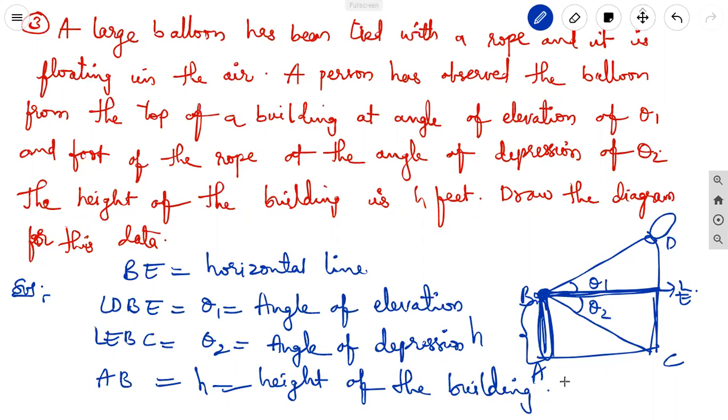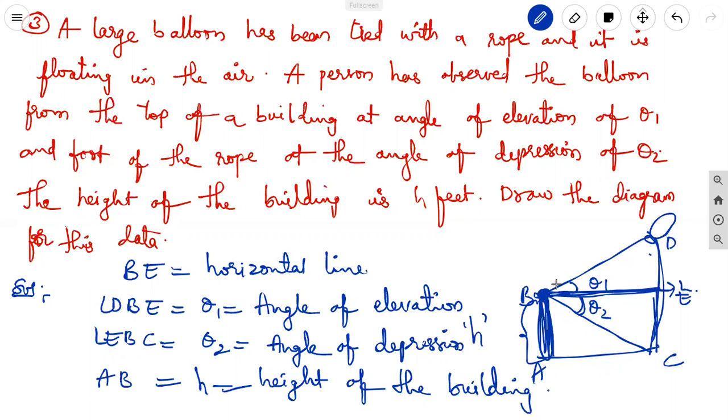Again, read out the question. A large balloon has been tied with a rope and it is floating in the air. This is the tied thread. A person has observed the balloon from the top of a building at the angle of elevation. This is the building height. Angle of elevation theta 1. And the foot of the rope at the angle of depression. This is theta 2. The height of the building is h. Draw the diagram for this data.